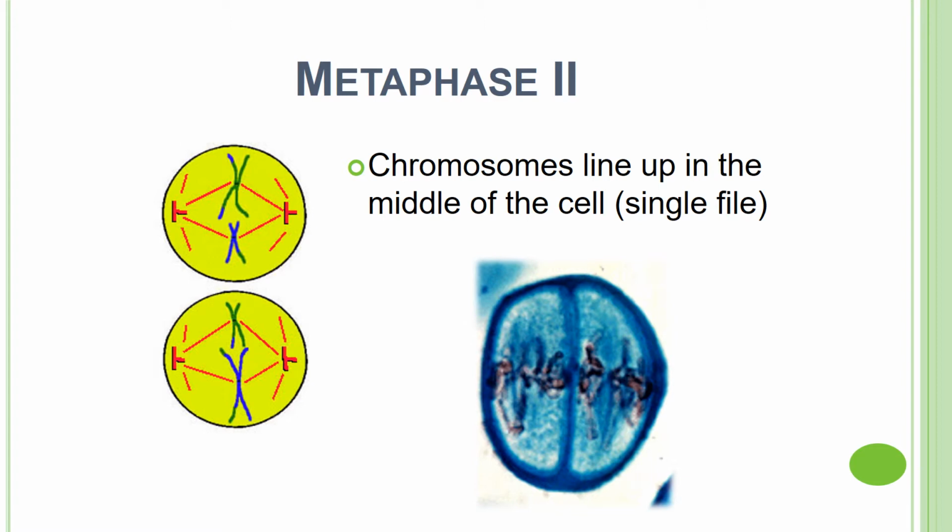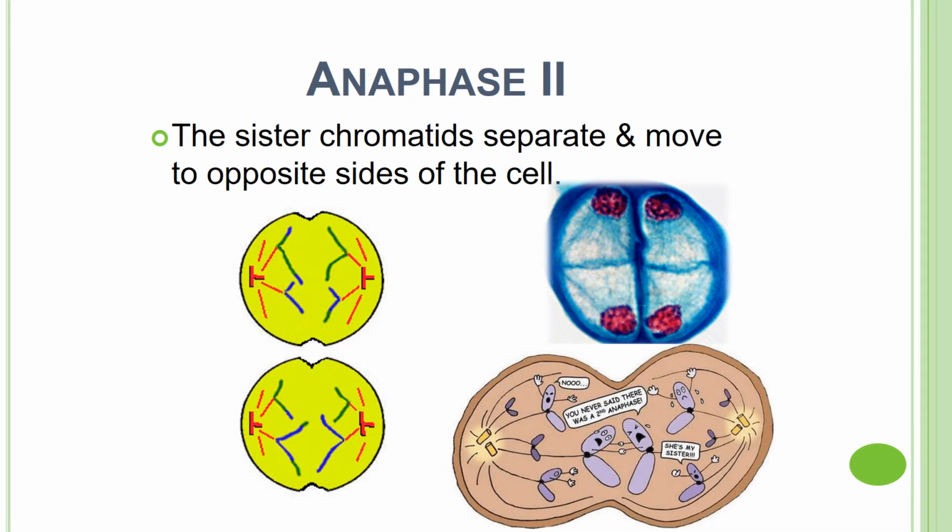Metaphase 2, they're going to line up in the middle of the cell. Remember, metaphase middle, and this is going to be very similar to what happened in meiosis 1. They were X's. Now watch what happens. In anaphase, they're going to pull apart, and they're going to pull apart into their sister chromatids. So that's what I want you to write down. Sister chromatids separate, and they're going to move to opposite ends of the cell.